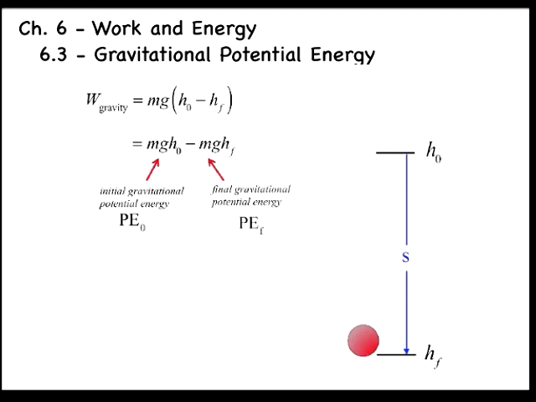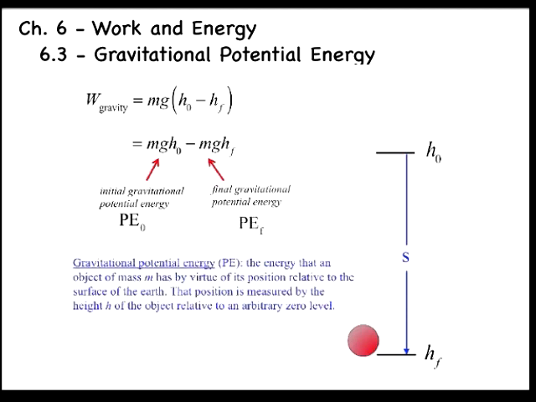A more formal definition of the gravitational potential energy goes as follows. The gravitational potential energy is the energy that an object of mass m has by virtue of its position relative to the surface of the Earth. That position is measured by the height h of the object relative to an arbitrary zero level, so PE equals mgh. The unit of potential energy is the same as that for work, kinetic energy, and all other forms of energy, the joule.